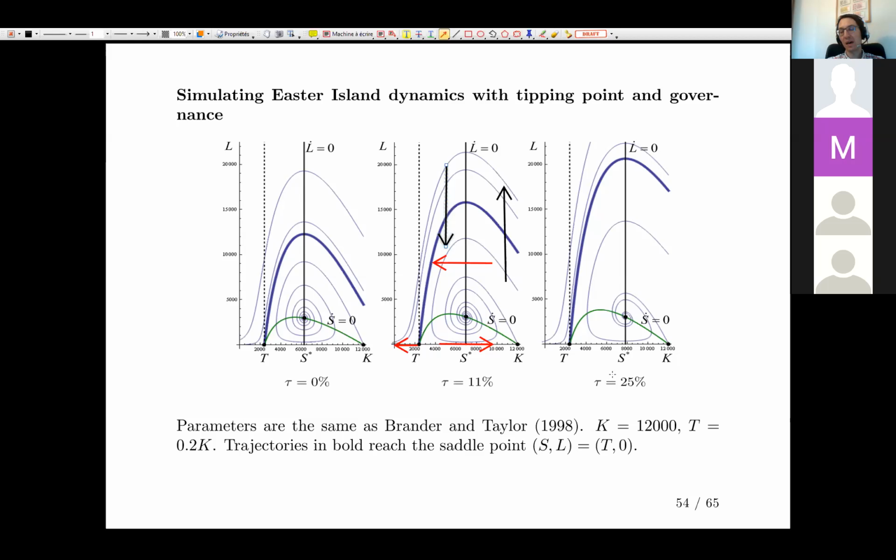And you see that also if there's a higher tax, then this S star, the steady state value of the resource stock, has a higher value. It's 8,000 there, compared to this value here, which is 6,000. So here people exploit the island much more intensely, and this is a middle point.